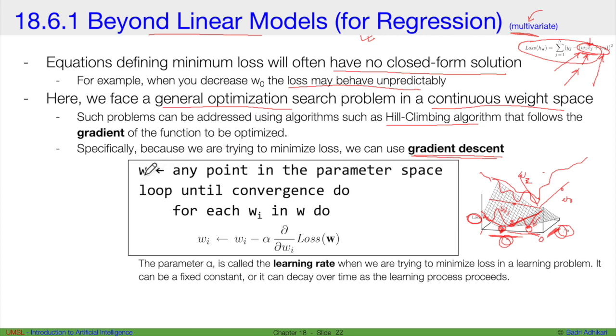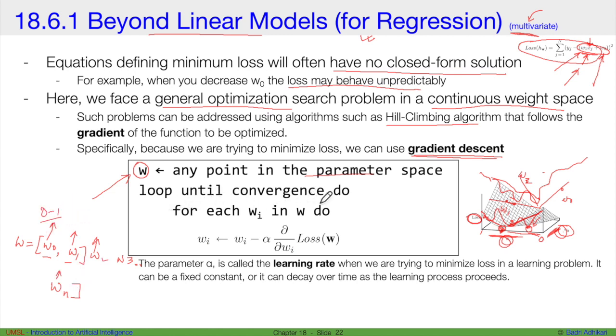You start by randomly selecting W. This is a vector now. Let's say this is a set of W0, W1. In the case of univariate linear regression, we only have two variables, but in the case of multivariate linear regression and more complex loss functions, we may have W2, W3, all the way up to Wn. So this is your weight vector. We choose any point in the parameter space. In other words, we randomly initialize W0, W1, W2, all the way to Wn to some values, usually between 0 and 1.